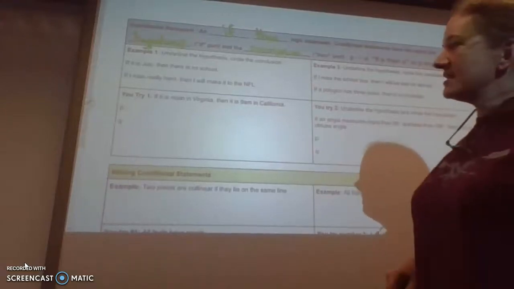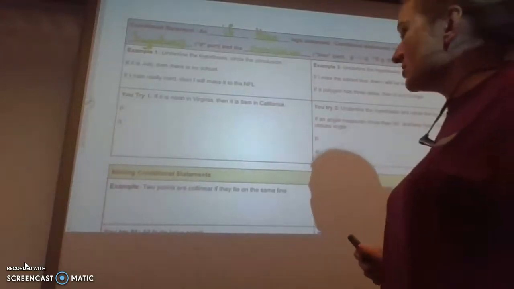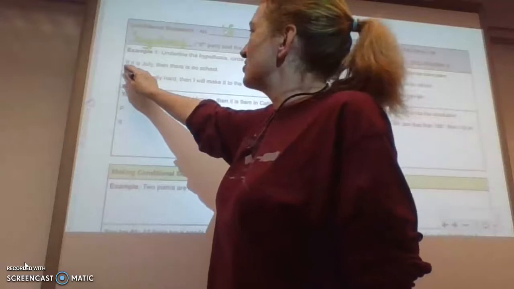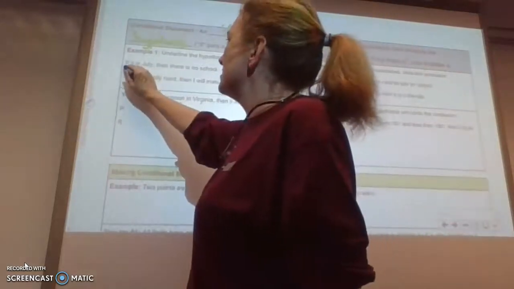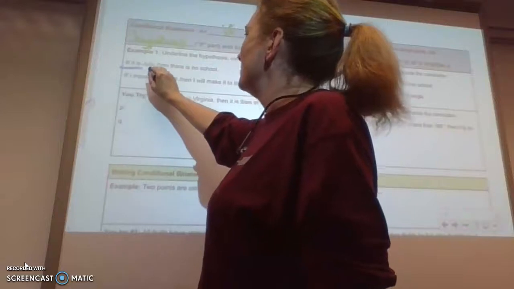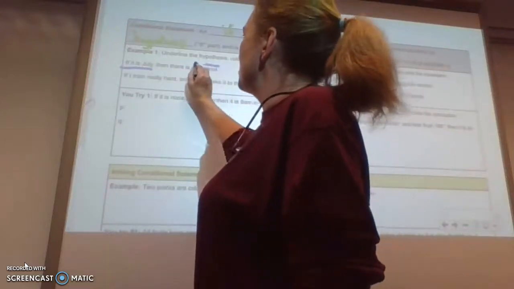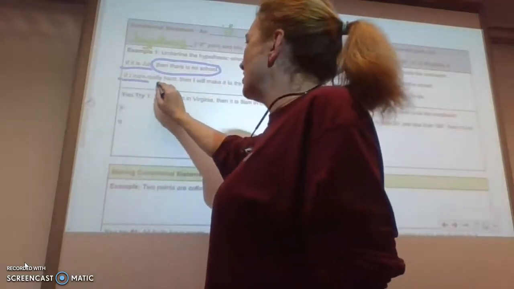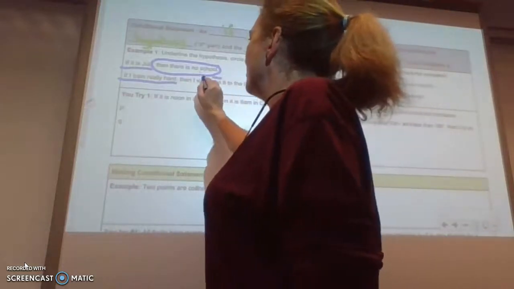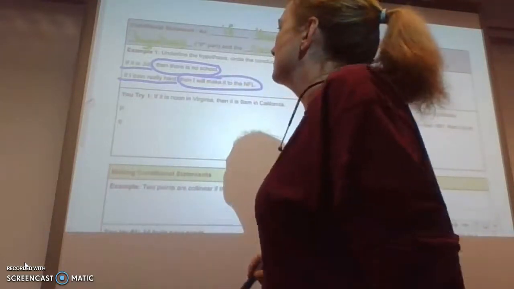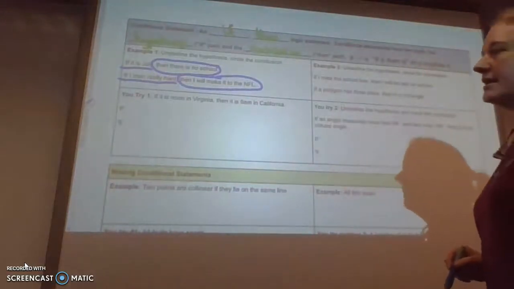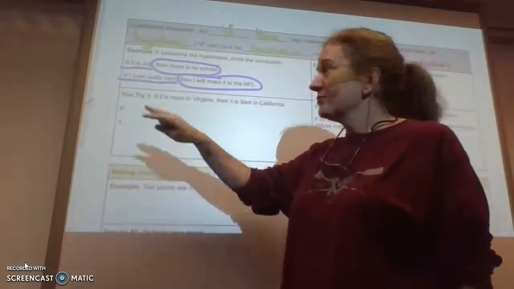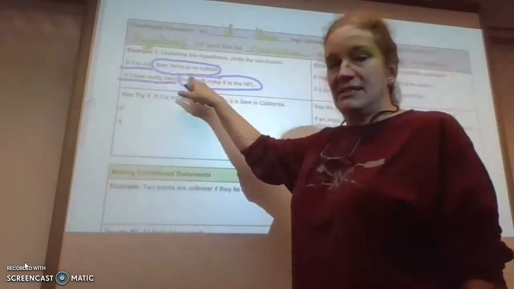Okay? So for example 1, we're going to underline the hypothesis and circle the conclusion. My hypothesis is the one that starts with if. It doesn't matter where it ends in the sentence. It's the one that starts with if. So if it is July, my conclusion is the one that starts with then. Then there is no school. If I train really hard, that's my hypothesis, then I will make it to the NFL. Don't sit here and argue that in July you could be in summer school. That's not the point. You're just reading the statement, and this is the truth.